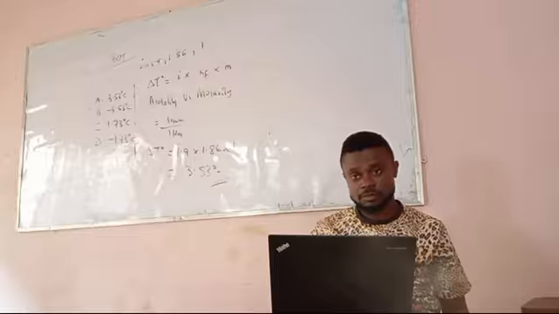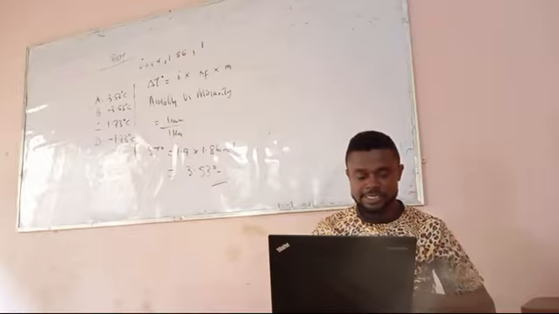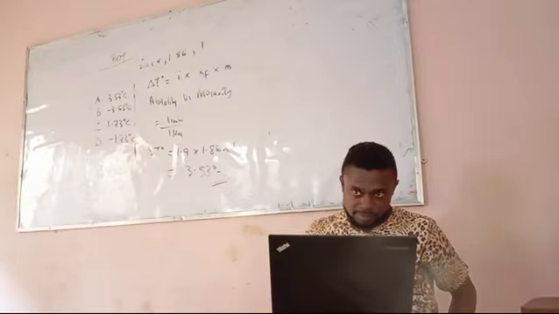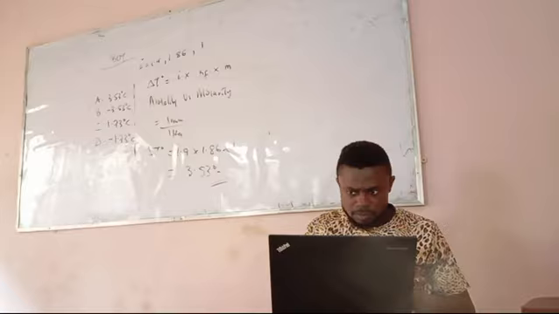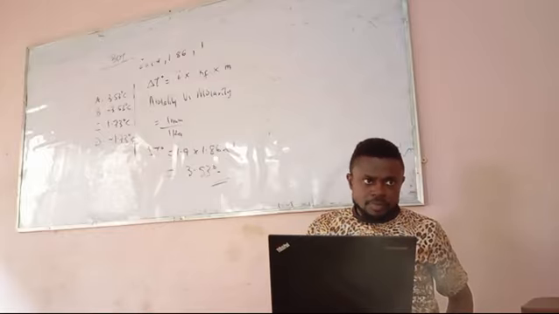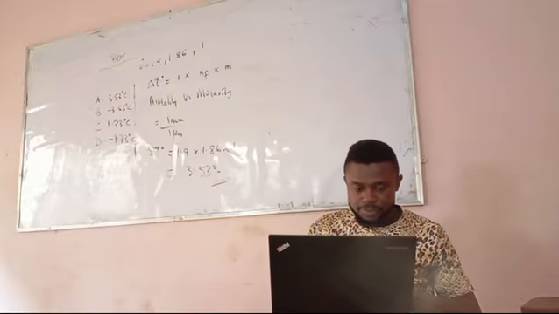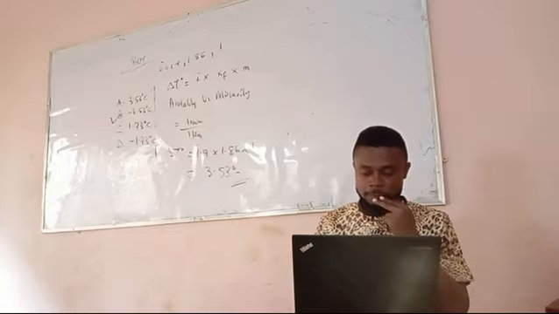1 is D. 2 is C. 3 is C. 4 is B. 5 is B. 6 is A. 7 is B. 8 is A. 9 is C. 10 is C. 11 is A. 12 is B. Alright, so any other question?